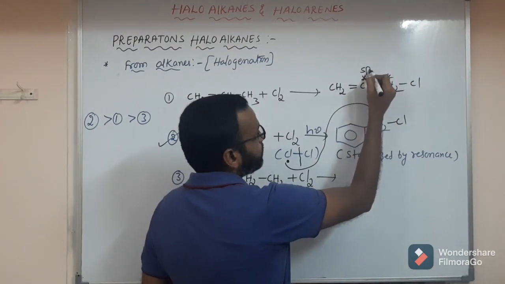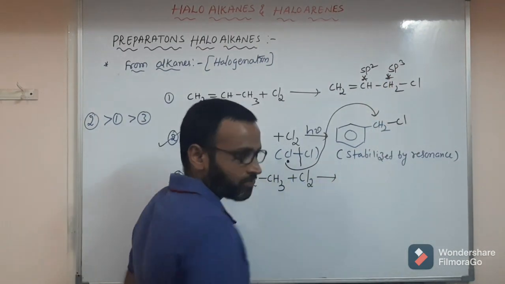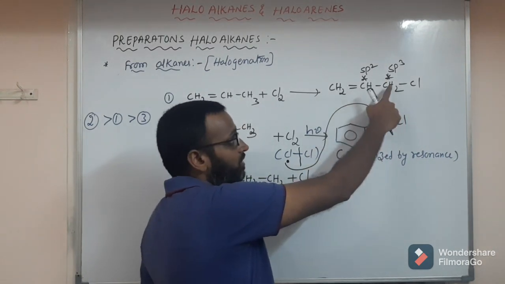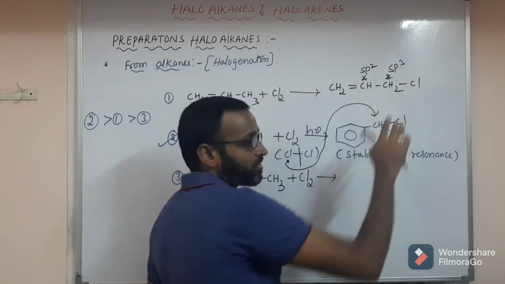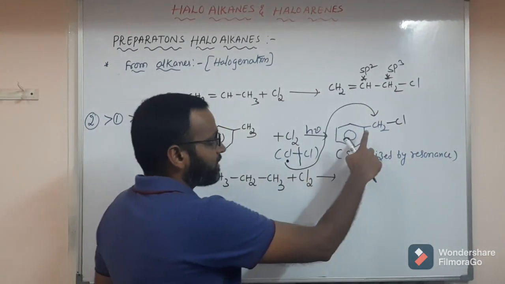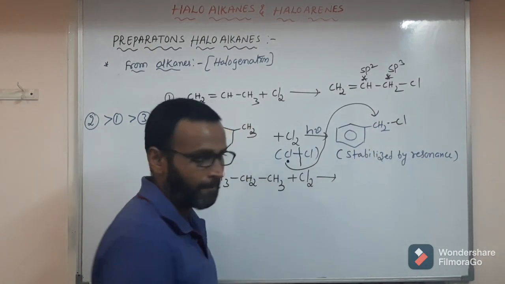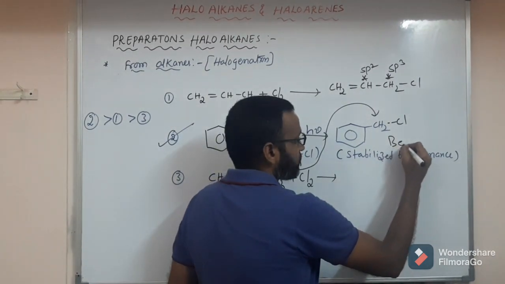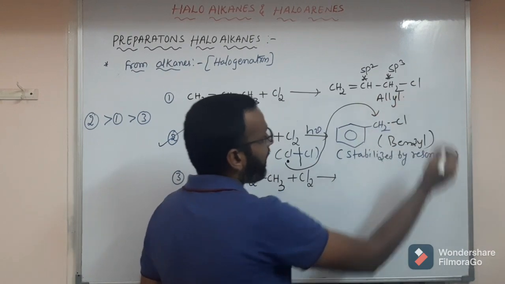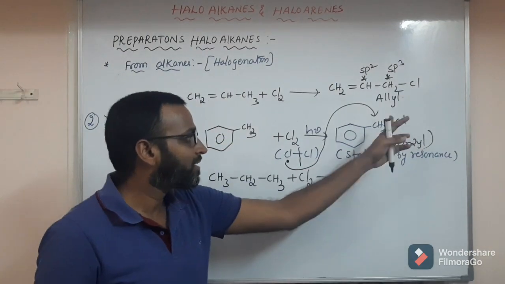When we call allyl, this sp2 carbon is attached to sp3 carbon. So this is sp2 and this is sp3 carbon. So for any sp3 carbon which is attached to sp2 carbon, if any functional group or substituent is added on that sp3, then that is called allyl. Benzene attached carbon, if any group you have, that is called benzyl. What is this called? Benzyl. This is, as I said, allyl. Got it, everyone? This is allyl and this is benzyl.